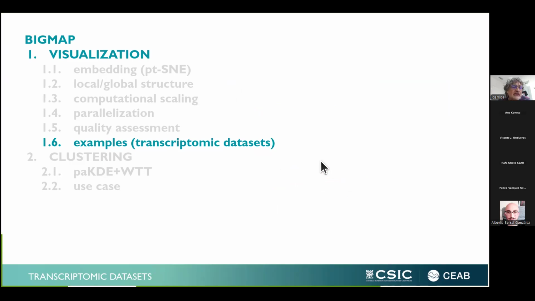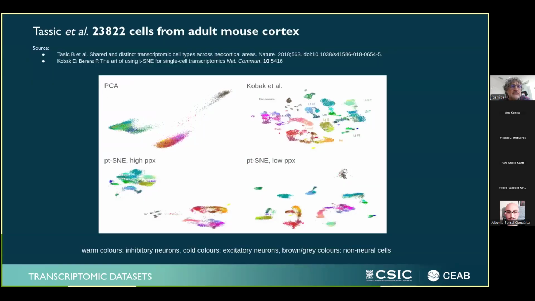To put BigMap in the context of the hub, I will show you a few examples with transcriptomic data sets. You can find these in the paper, so for further details, you can go there, but I will quickly explain the idea. In this case, we have a data set with cells from adult mouse cortex. Here we have three groups of neurons: inhibitory neurons, shown in warm colors, excitatory neurons, shown in cold colors, and non-neural cells, shown in brown-gray colors.